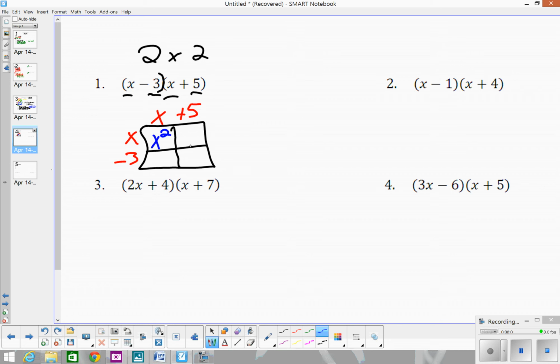Good. Always go from left to right. So here I'm going to have the length is 5, the width is x. 5 times x is positive 5x. Awesome. Next one is going to be length times width. x times -3 is -3x. Okay, good. And lastly, I have 5 times -3 is -15. Okay, good.